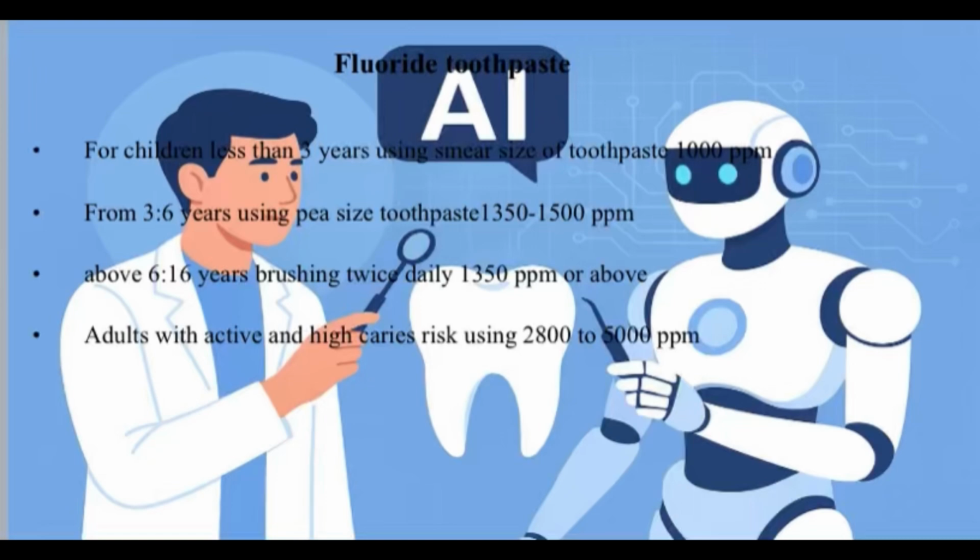Fluoride toothpaste. For children less than 3 years, use a smear-size amount of toothpaste at 1000 ppm. From 3 to 6 years, use a pea-size amount of toothpaste at 1350 to 1500 ppm. Above 6 to 16 years, brush twice daily with 1350 ppm or above. Adults with active and high caries risk use 2800 to 5000 ppm.